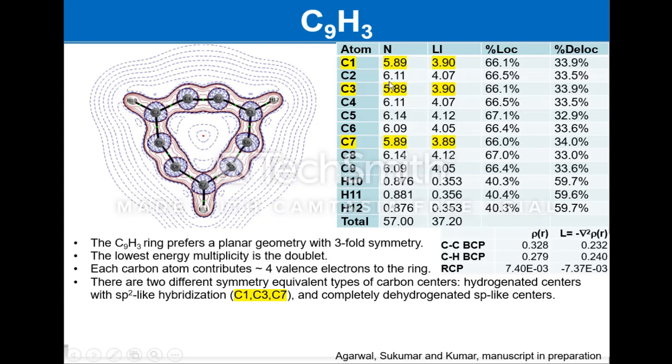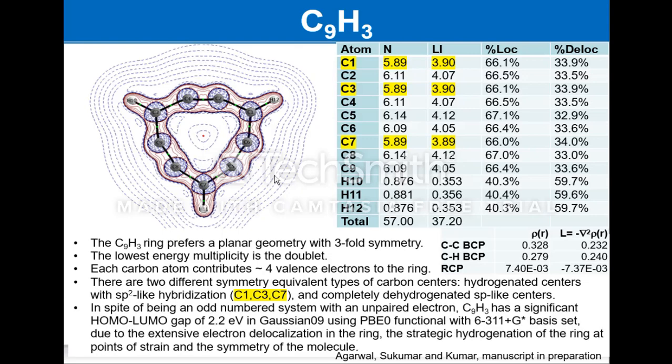Hydrogenated carbons, shown in yellow, which are these, C1, C3, and C7, and completely dehydrogenated carbons, can be distinguished by the localization and delocalization indices. In spite of being an odd-numbered system with an unpaired electron, C9H3 has a significant HOMO-LUMO gap of 2.2 electron volts, which we attribute to the extensive electron delocalization in the ring, the strategic hydrogenation of the ring at points of strain, and the symmetry of the molecule.